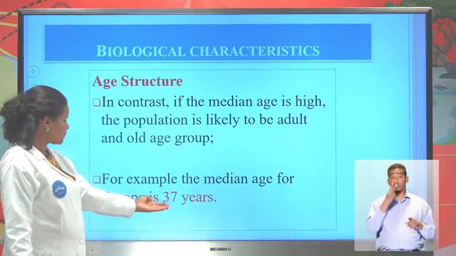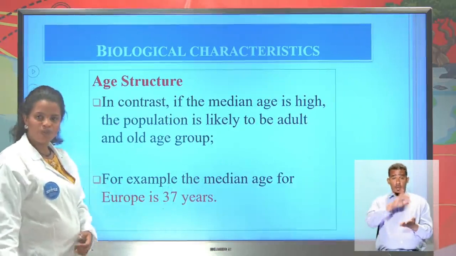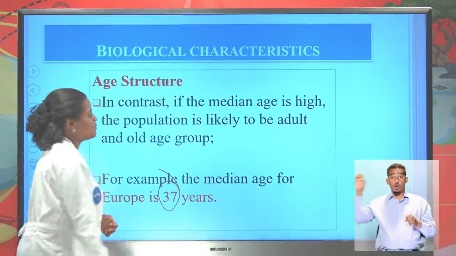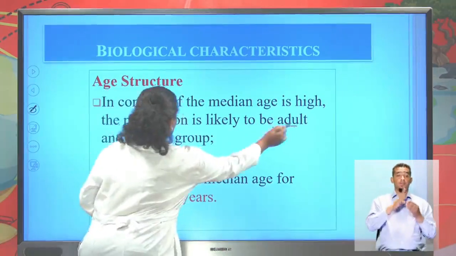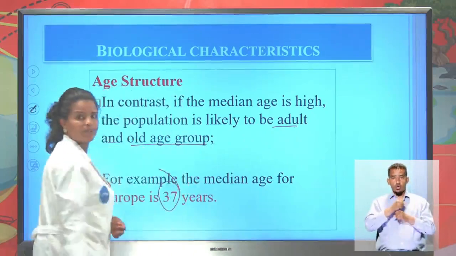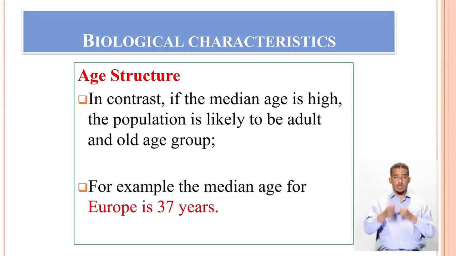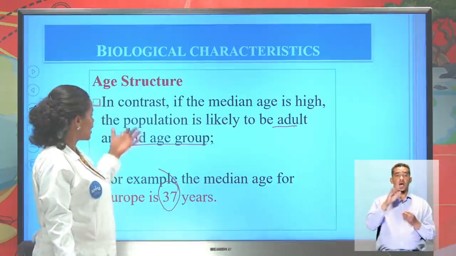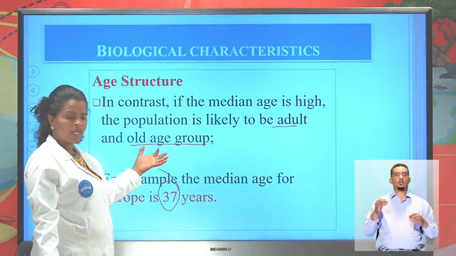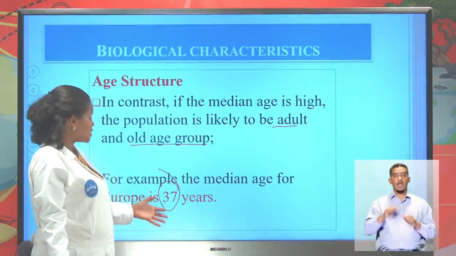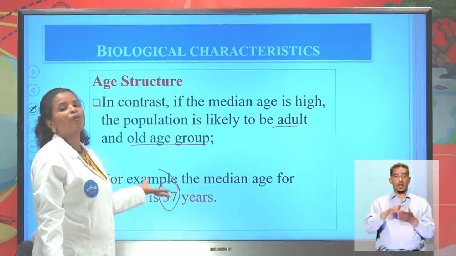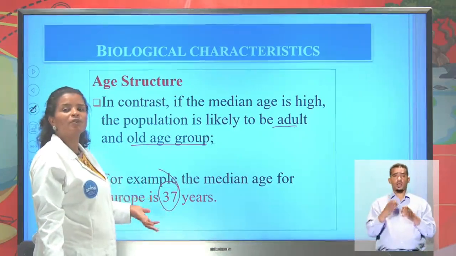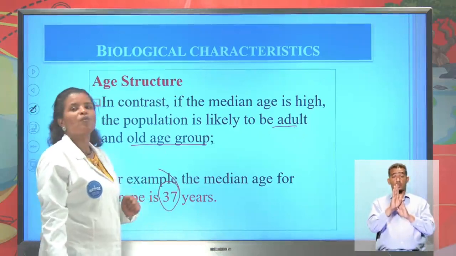When we see the median age of Europe, it is 37 years. So it is dominated by the adult and old age group. If an area has a high median age, it shows it is economically well developed, and the fertility rate and growth rate are also very low.